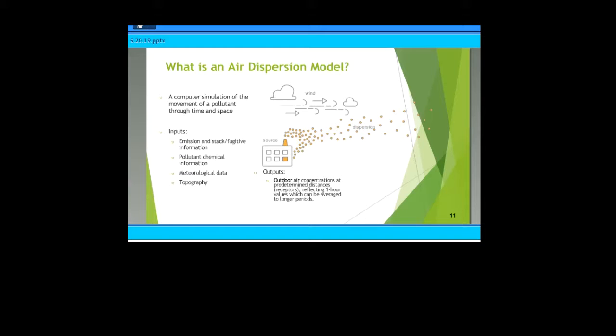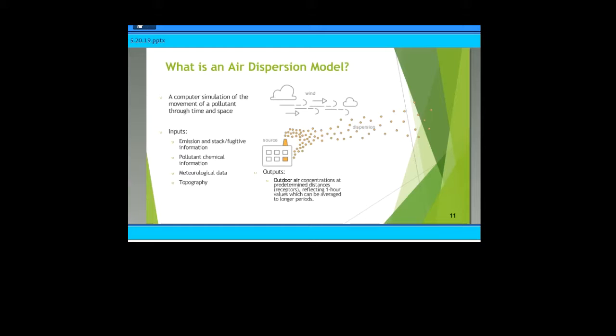Then we also use meteorological data, wind, cloud cover, things like that. And then we also use terrain. Sometimes we call that topography. Is it a hilly area? Is it a flat area? And those all go into the dispersion model.